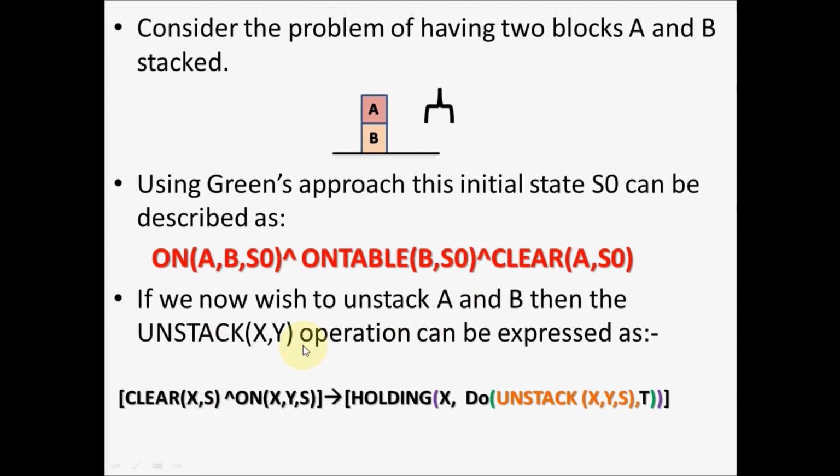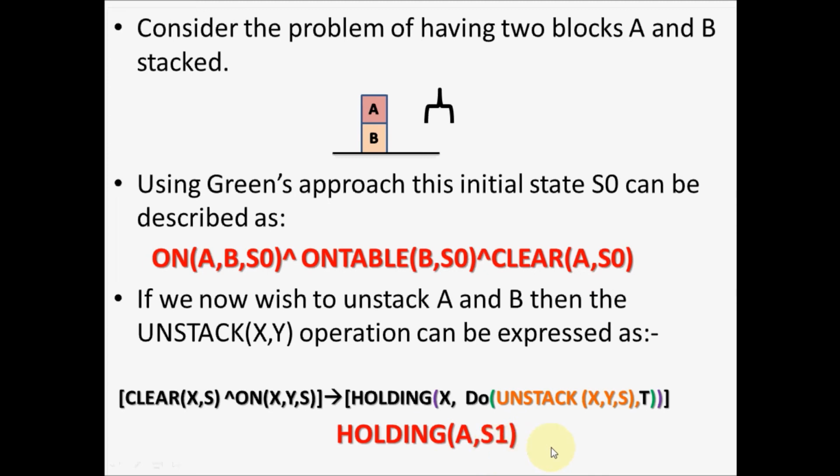Next, suppose the unstack operation is performed using this, then what will be the change in state? The change in state will be this. Before the action is taken, this was the current state: the clear predicate was there, the on predicate was there, and the on table predicate is there. Then after this action is taken, in the new state the robotic arm is holding block A in state S1. So from S0 we go to state S1, correct?